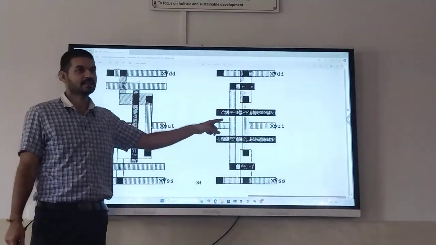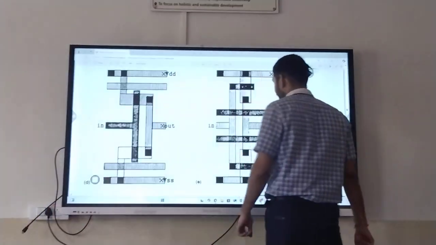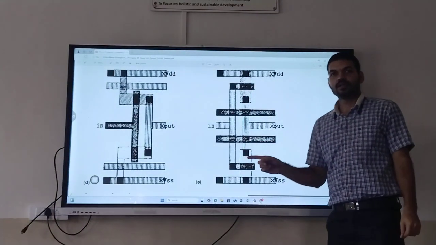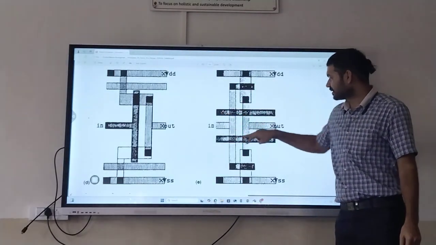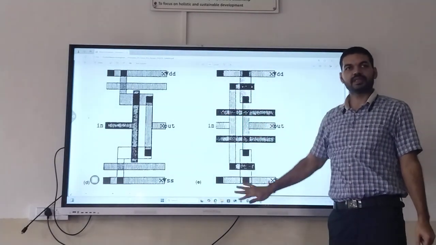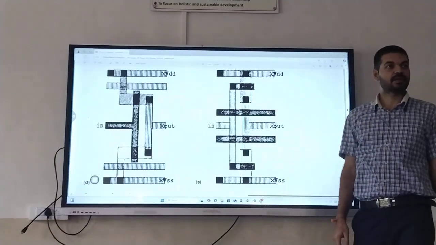In this case, what has happened? In this case, we want to pass two polys through the inverter. Why through, we do not know.